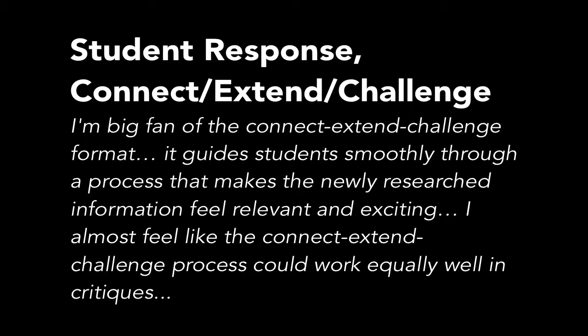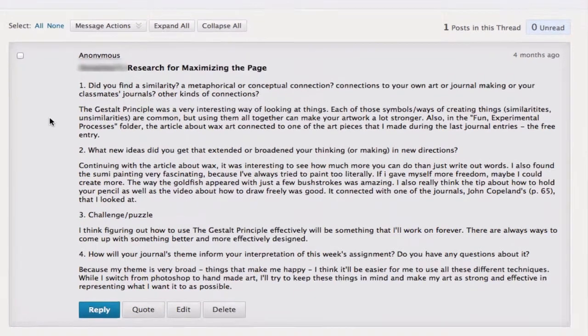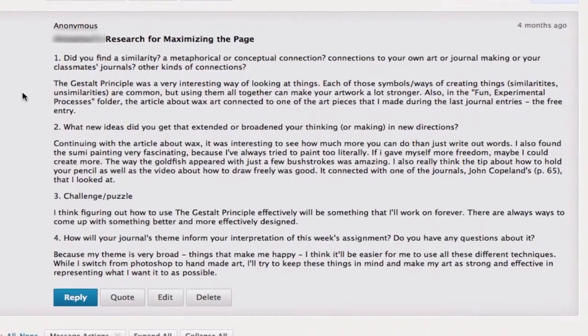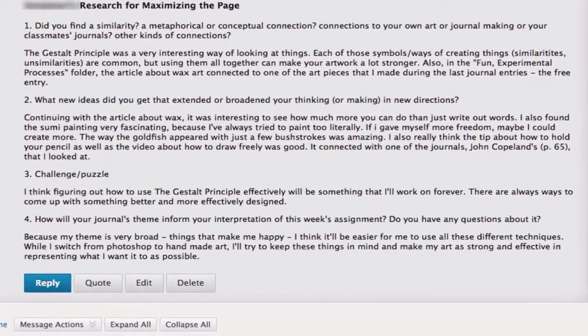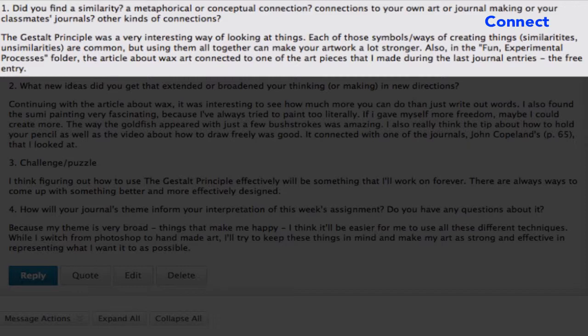And so I wanted to show you a student response following the Connect, Extend, Challenge sequence. This was a week when they were looking at some websites and other examples of different compositional techniques and review of some design principles that they could apply in their journals. And so this student responded to the Gestalt principle as something they thought was interesting, and there was also an example that connected to something that they had already tried in the past assignment.